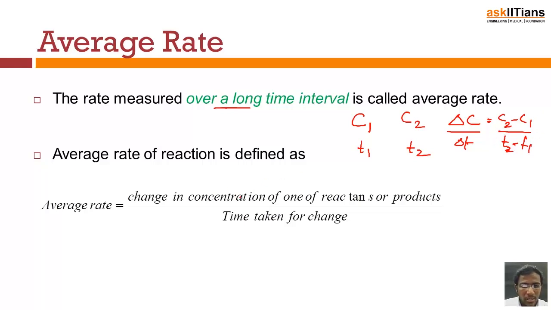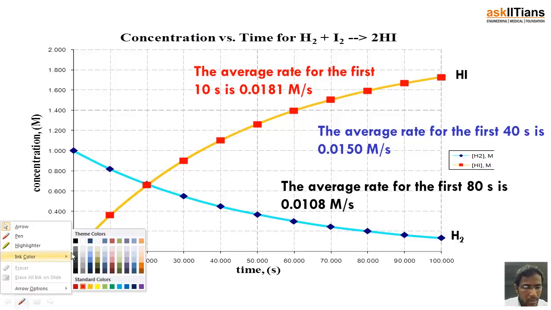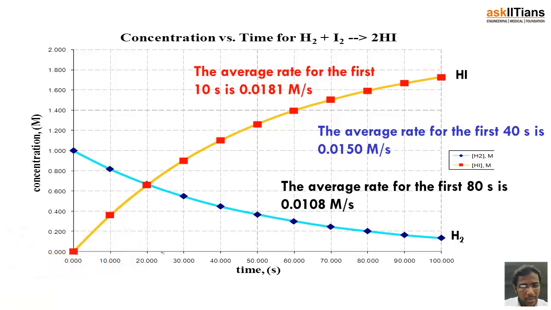Here, it is the change in concentration of one of the reactants or products over the time taken for that change. So in this way, average rate can be calculated over any time interval delta T. Let's see how it can be calculated. Let's take an example. This is the same reaction, hydrogen and iodine reacting and giving HI. So we can calculate the average rate over any time interval.